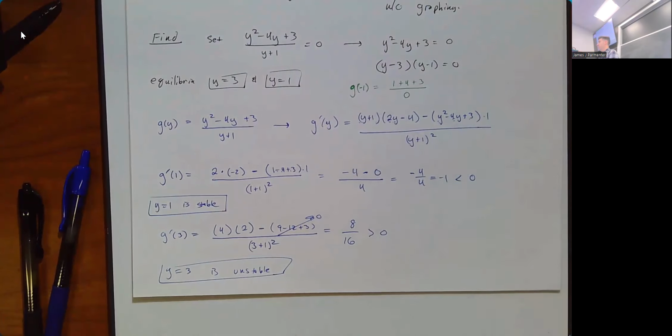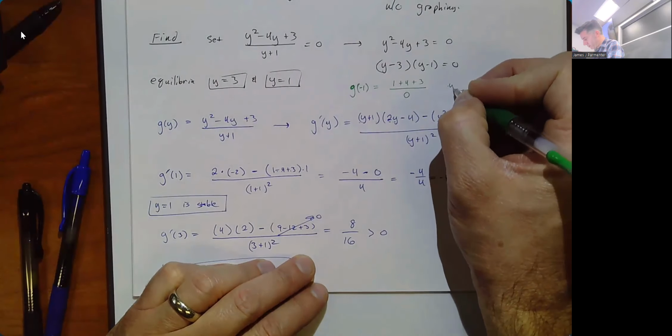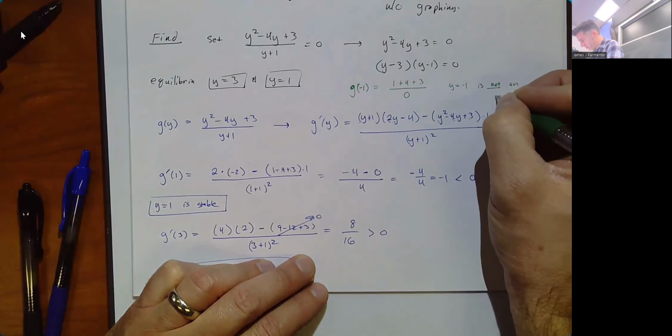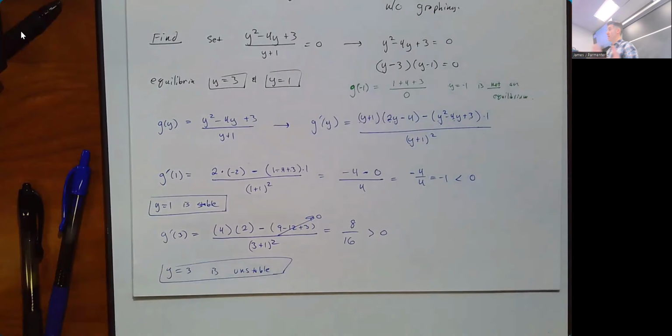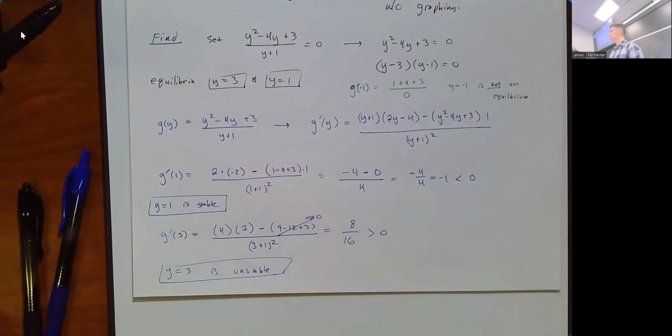To be in equilibrium, we have to be in a place where things are not changing. And for things to not be changing, the derivative has to be 0, not undefined. Undefined is problematic as far as we're concerned. So that's why -1 is not being looked at here. So y equals -1 is not an equilibrium. More importantly, in this problem, it's not even in the domain of this expression, right? So it's not even something that's up for grabs.